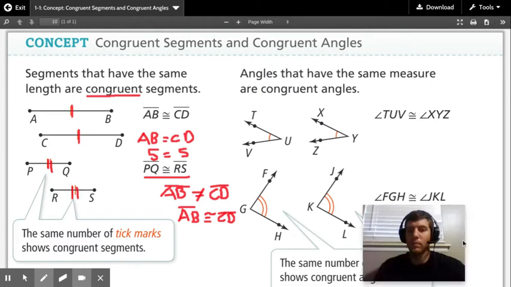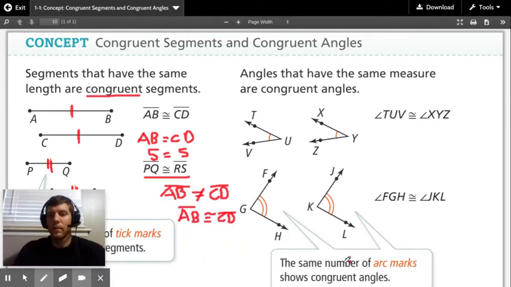Okay, for angles, it's the same thing, except we're going to use arcs on there instead of ticks. So angle TUV has one arc on it, and angle XYZ has one arc on it. So we're going to say that those two angles are congruent, and that means that their measures are the same. So segments are congruent because they have the same length. Angles are congruent because they have the same measure. That means the numbers are the same.